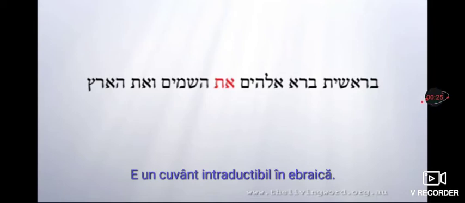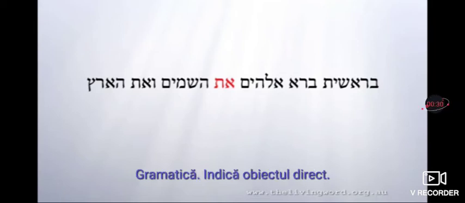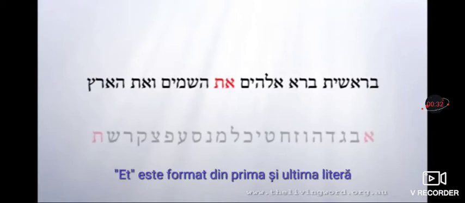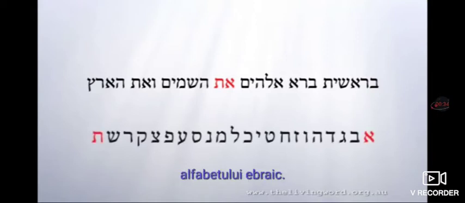It's an untranslatable word in Hebrew grammar. It indicates the direct object. Et is made up of the first and last letters of the Hebrew alphabet. It is a hint of Jesus.